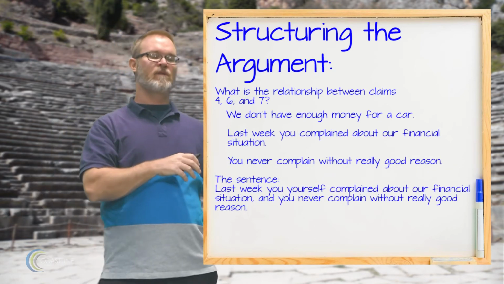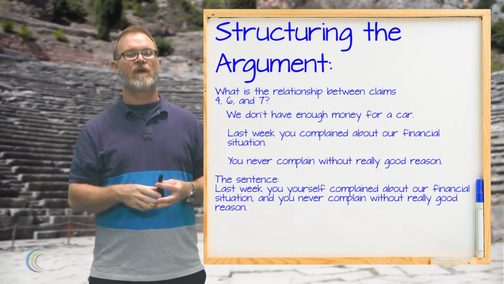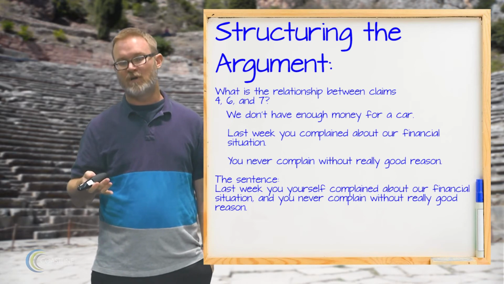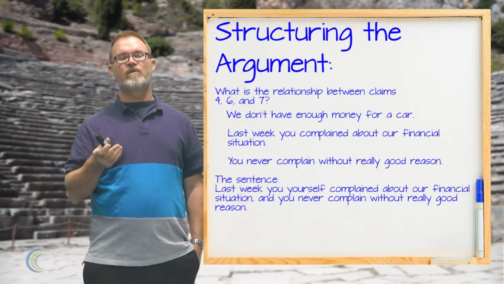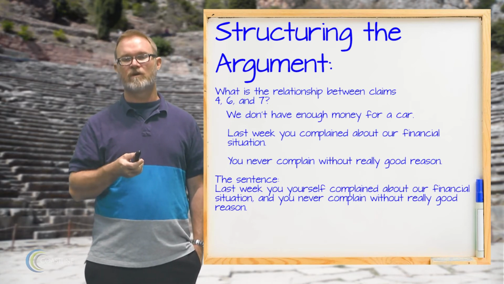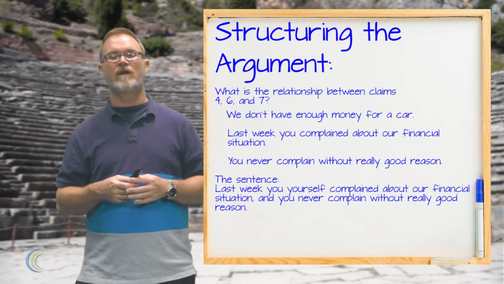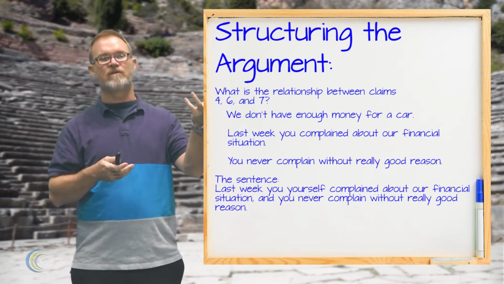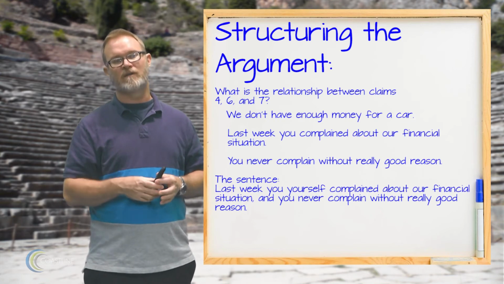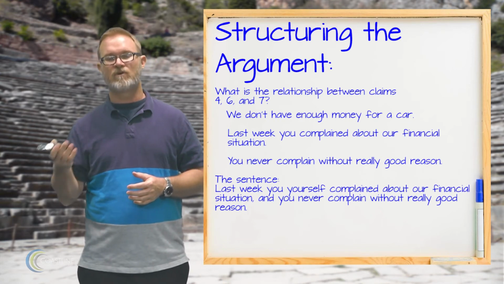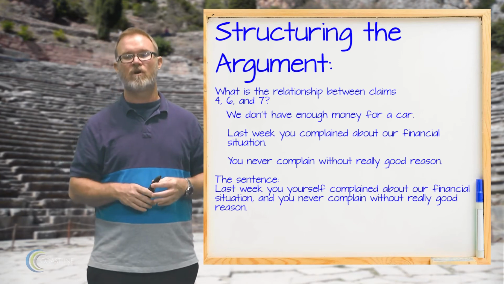Now, last step in the process, we'll look at the relationship between 4, 6, and 7. Okay, so 4 says we don't have enough money for a car, and 6 says last week you complained about our finances, and 7 then says you never complain without really good reason. Now, if you just think about those claims, you can see pretty quickly that 6 and 7 are both reasons for the idea that we don't have enough money for a car, right? If we're complaining about our finances, and we don't really complain unless we have good reason to, that's a good reason why we don't really have enough money for a car, right?